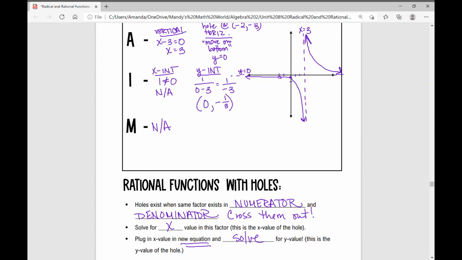So that concludes your notes over day 1, graphing rational functions. I know it's a lot, but I hope it was helpful.